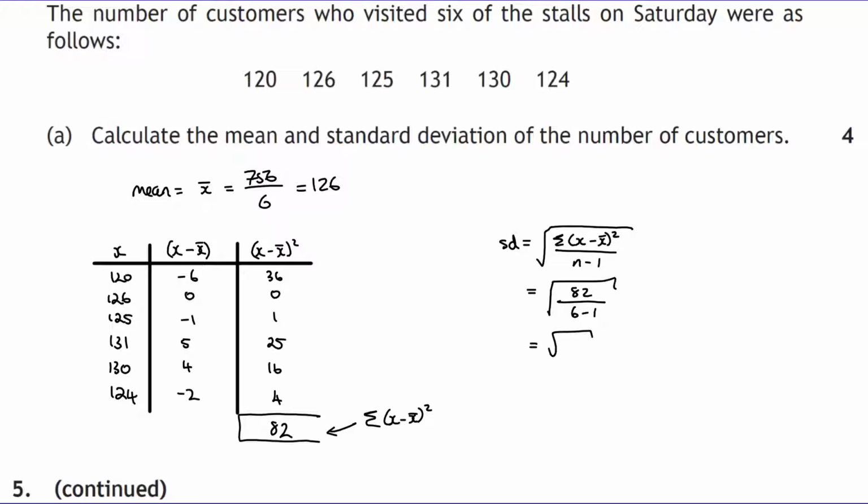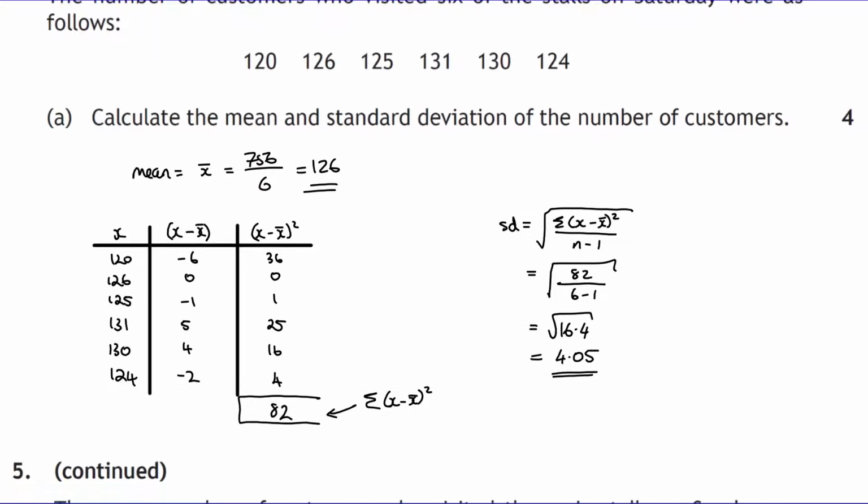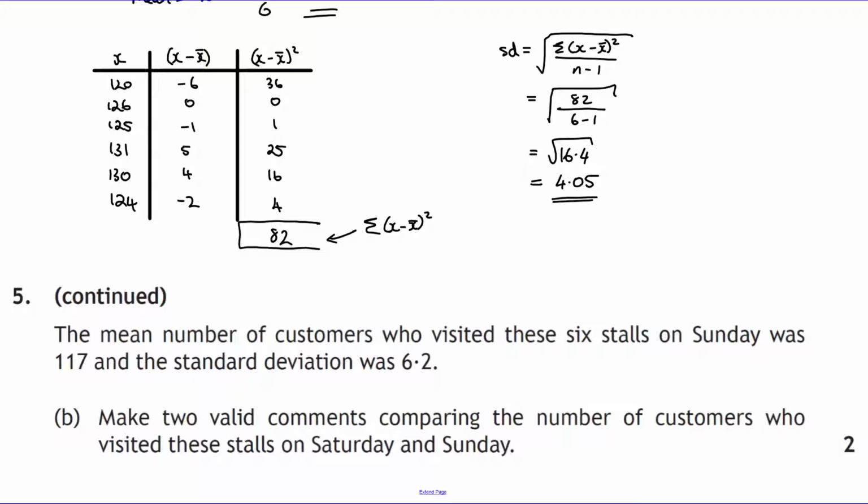And that gives square root of 16.4. We're then going to carry out that square root. The square root of 16.4 gives us 4.05, keeping it to 2 decimal places just to keep it as accurate as possible just now. So that's our standard deviation. That's our mean. Part B is probably going to go on to ask us to do a comparison.